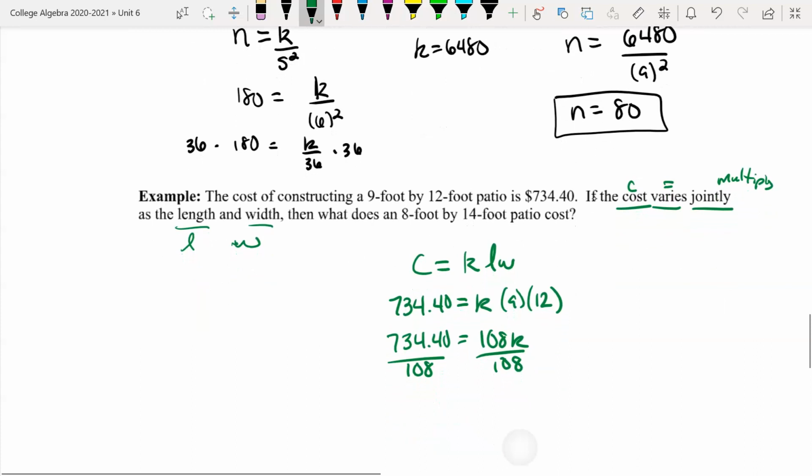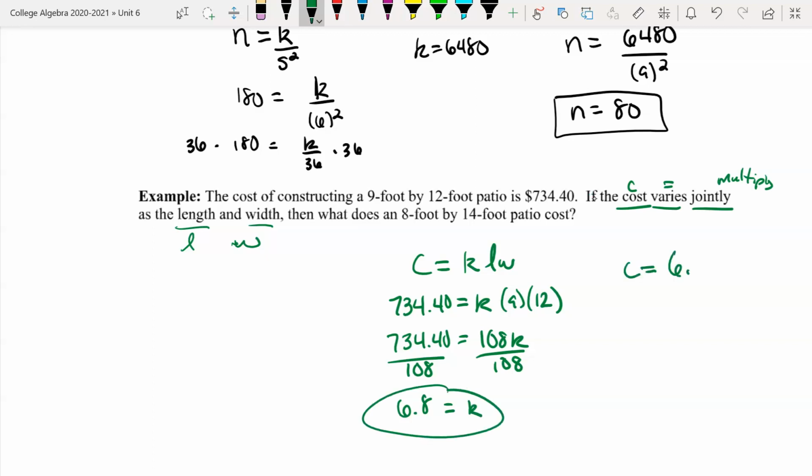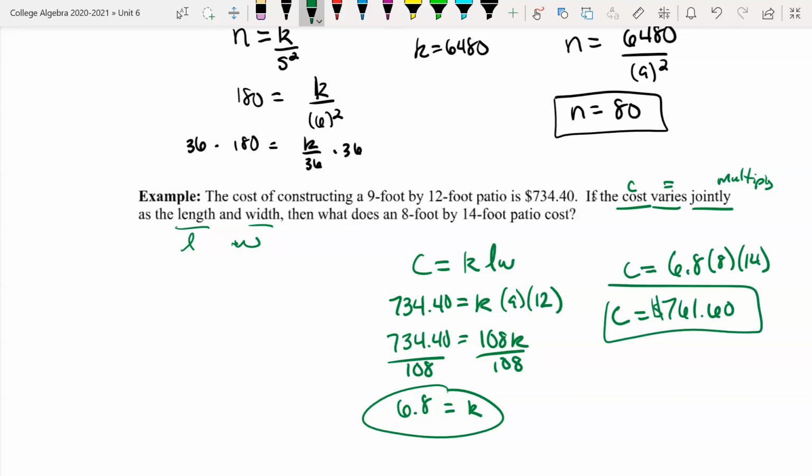I get 6.8 equals my K. So now we take that and we're going to rewrite the equation and figure out how much it costs for an 8 by 14 foot patio. So then we're just going to multiply all of it. And I get $761.60. Again, it's a little bit bigger patio area-wise, so it makes sense that it costs a little bit more.